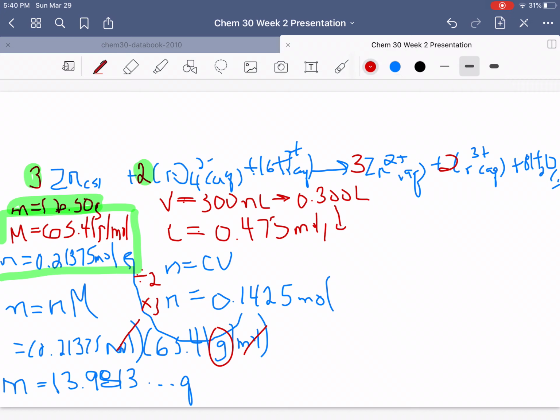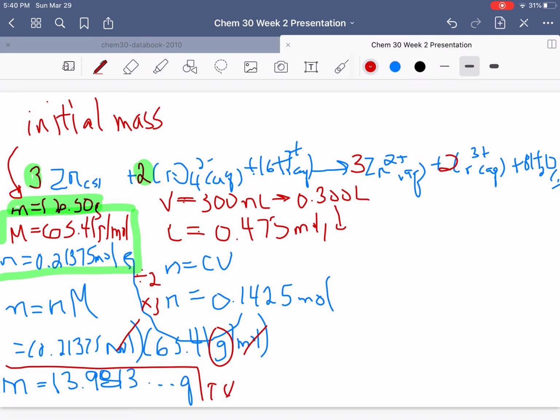Once again, this is not an end answer, guys. So if you think back, that 16.5 grams was your initial mass. That's what you started with. Vice versa, this here, this 13.98, this is our reacted mass. How much actually reacted with the chromate. We need the final mass. We need to know how much of this is left over.